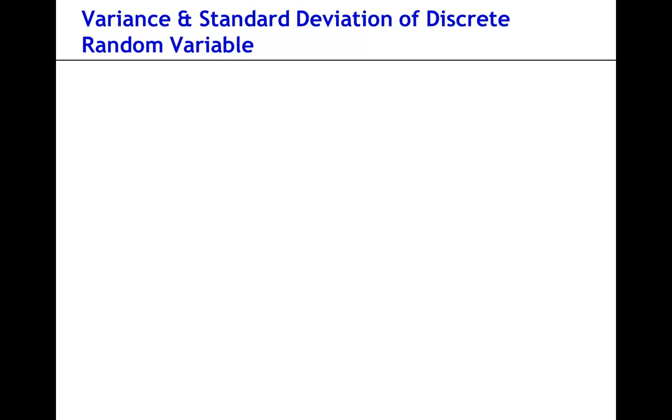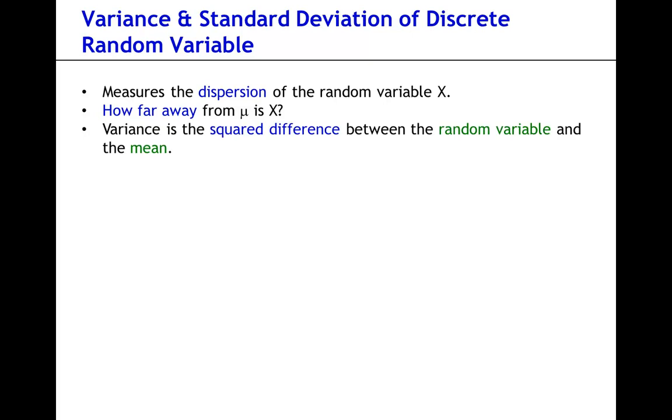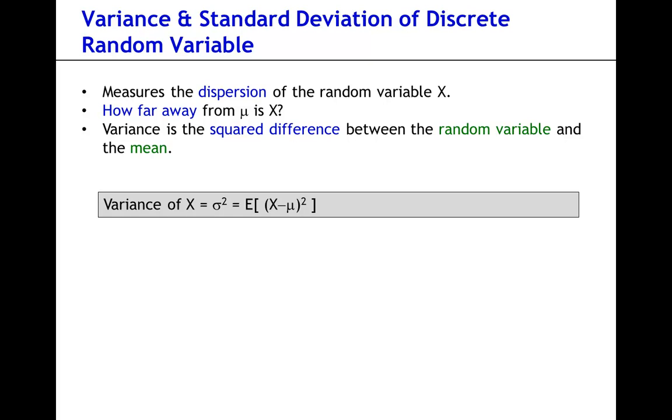Variance and standard deviation are measures of the dispersion of the discrete random variable x. How far is it from the mean? How wide is the spread? To find out, we define variance as the squared difference between the random variable and the mean. So in the long run, what do you expect the spread to be like? Well, the variance sigma squared is expected to tend towards the weighted value of x minus mu, whole thing squared, weighted against the probability.